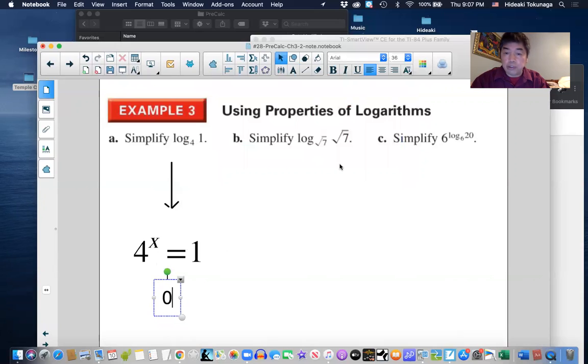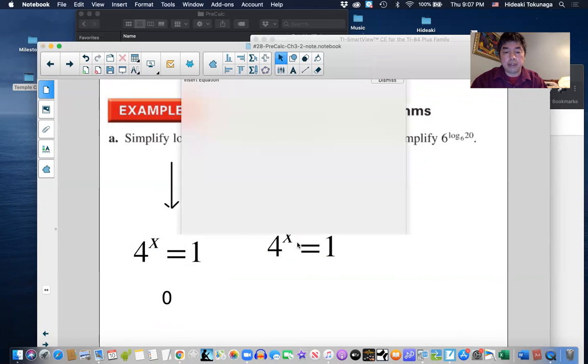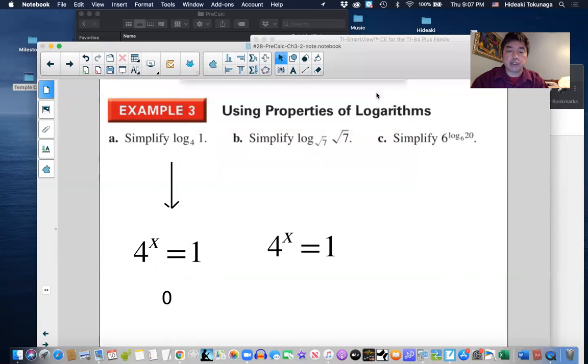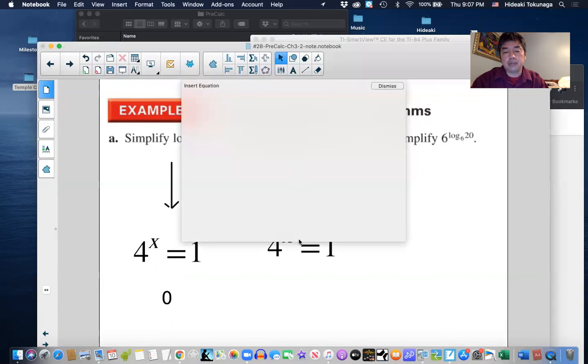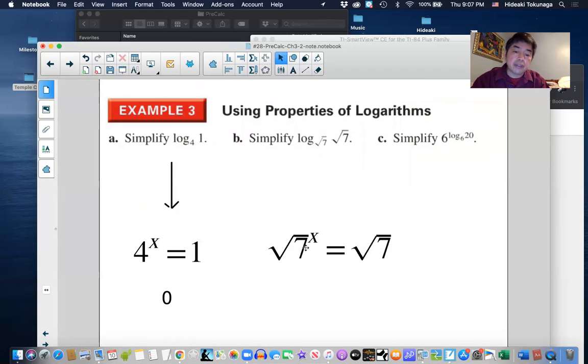Next, if you write it down the same way, let me cut and paste here. Let me read it first. Log base square root 7 of square root 7. So if I write it down here, this shows up square root 7. This one doesn't look like exponents, but it's exponents. Square root 7 to what exponent is square root 7? Obviously, x equals 1. So just plug in 1.